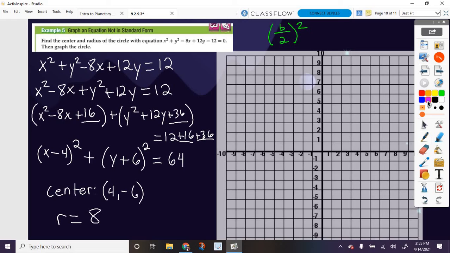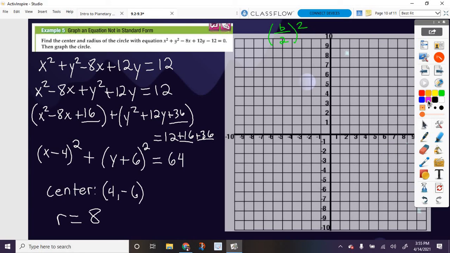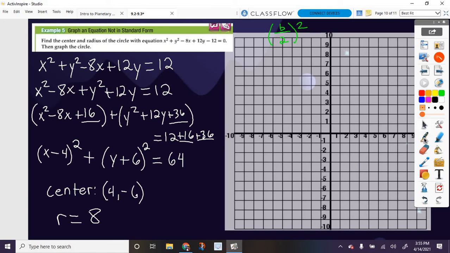So let's go ahead and plot. Our center is going to be at 4, negative 6. So I'm going to go ahead and go by 2's on my units. That way I can fit all of my circle on my graph. So I'm going to go over 2, down 3, because I'm going by a unit of 2. Okay, so there's my center.